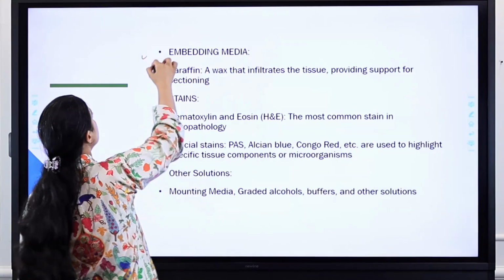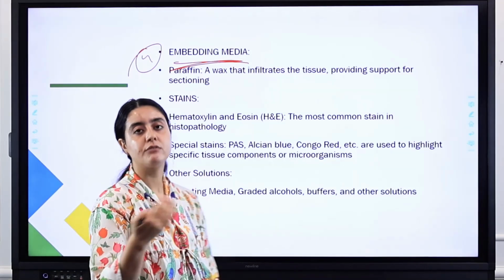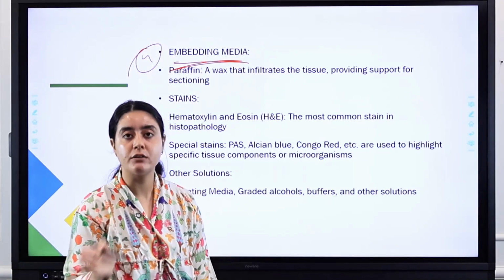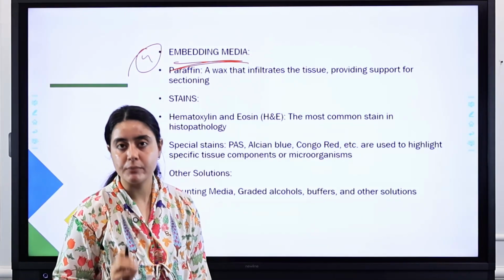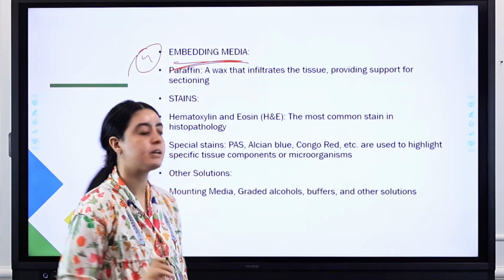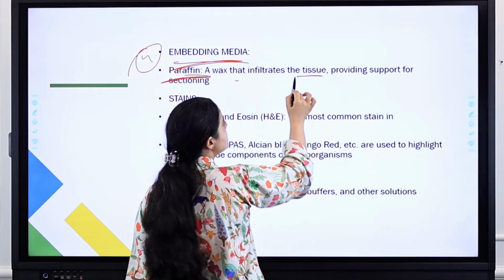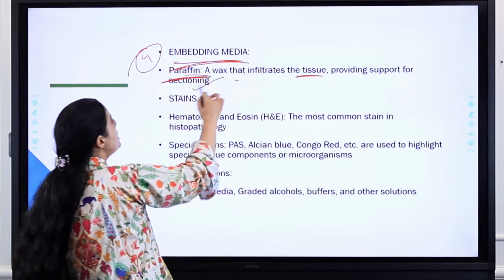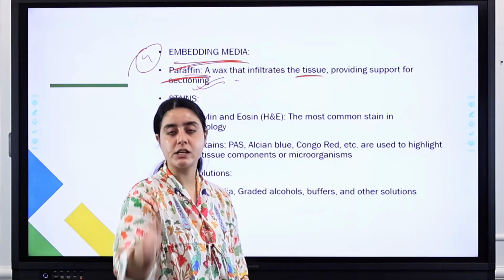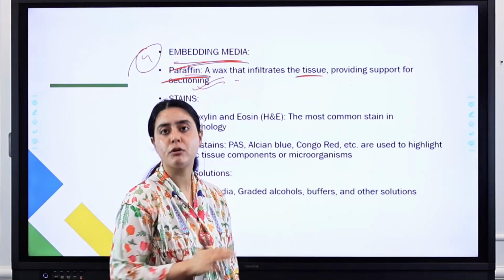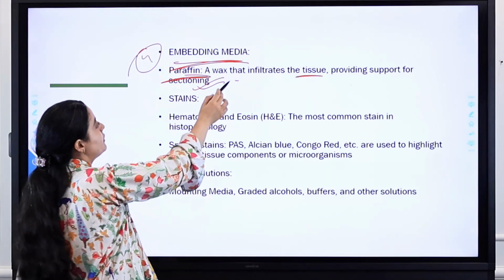Then we have fourth, embedding media. The next step will be the embedding. We have to embed our tissues in the wax. The most commonly used embedding media in our histopathology lab is paraffin wax, a wax that infiltrates the tissue, providing support for sectioning. In the further steps, we have to section our tissues in thin slices with the help of the microtome. So for that, we have to fix our tissues in the paraffin wax.